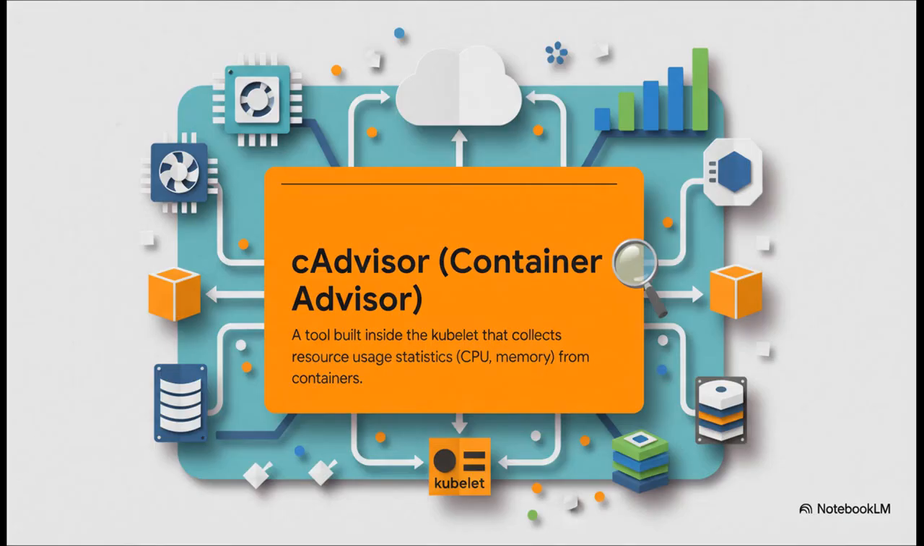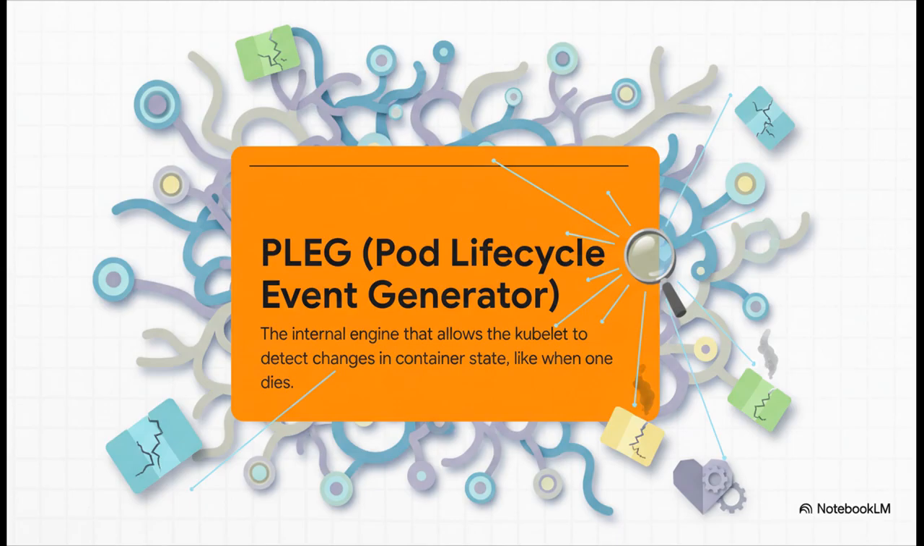Next in the toolkit is KubeAdvisor. And this is actually built right into the kubelet itself. This is the kubelet's own personal resource monitor. It's the part that's constantly gathering all that data on how much CPU, memory, and disk space every single container is using. This is the information that it packs up and sends back to the control plane in those status reports.